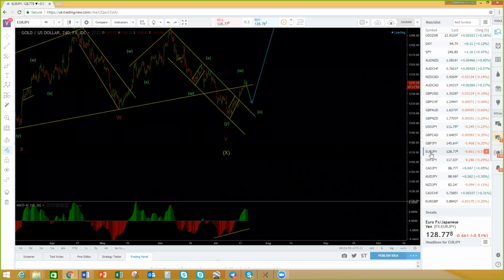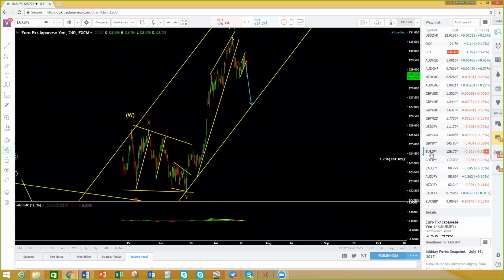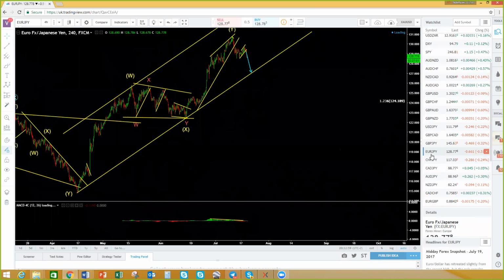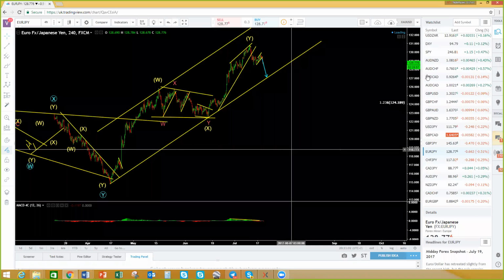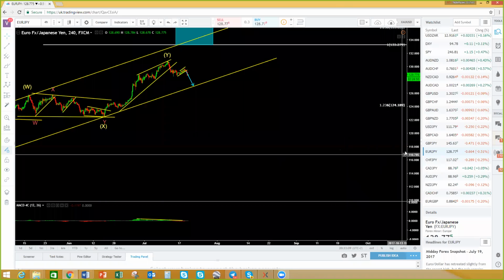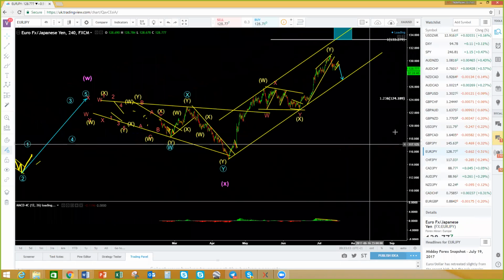Just go to Euro JPY quickly. The reason why I said you should take this trade was when it broke this trend line. This is the 4-hour chart. Let me just show you the higher degree so you can see where this is coming from.